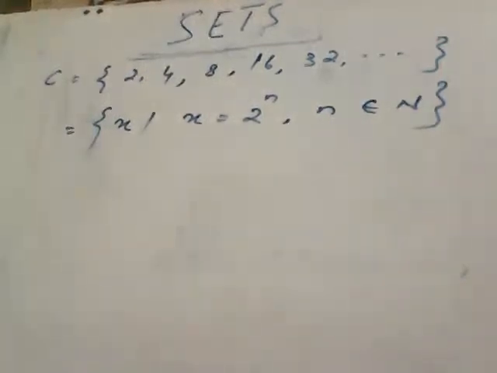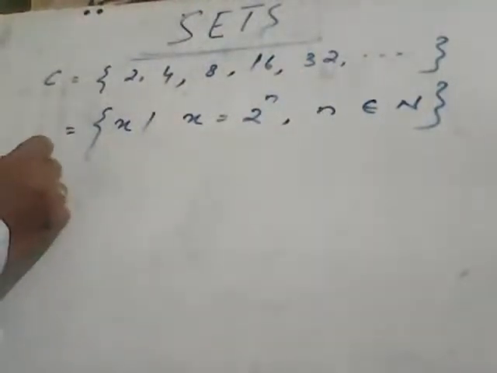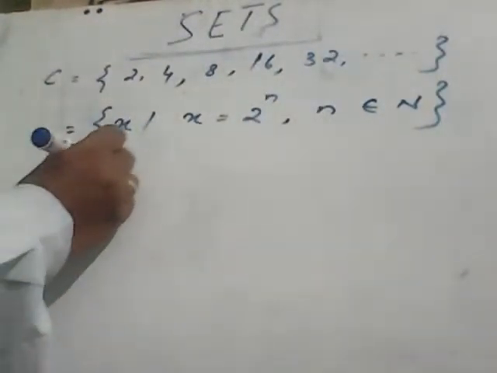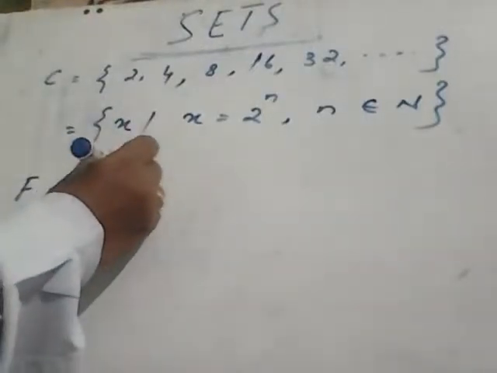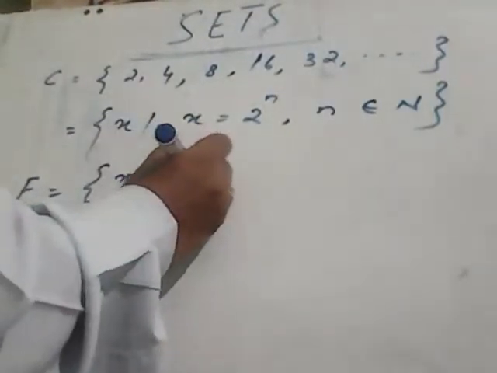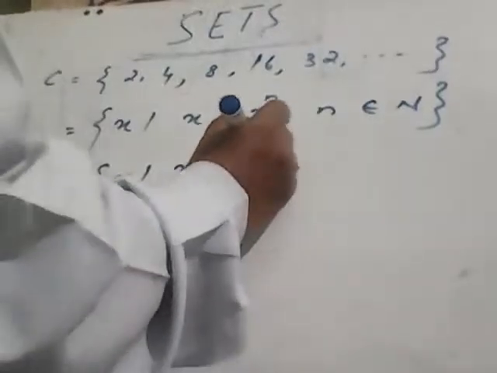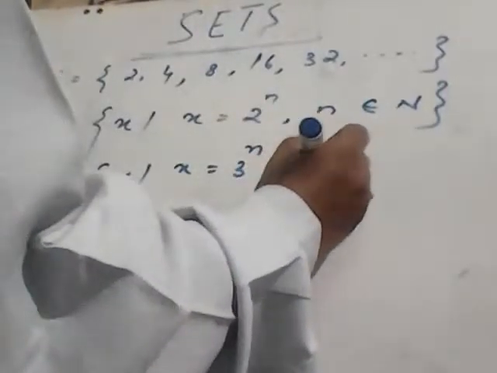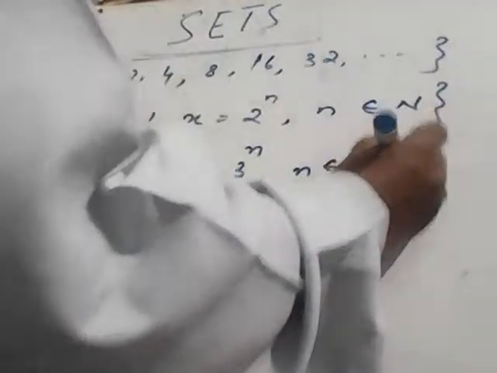Now, next question. Here I am writing some sets. I will give them in set builder form, and you have to write them in roster form, or list the elements. First I am writing F. F is a set given in this way: x such that x equal to 3 to the power n, n belongs to N.